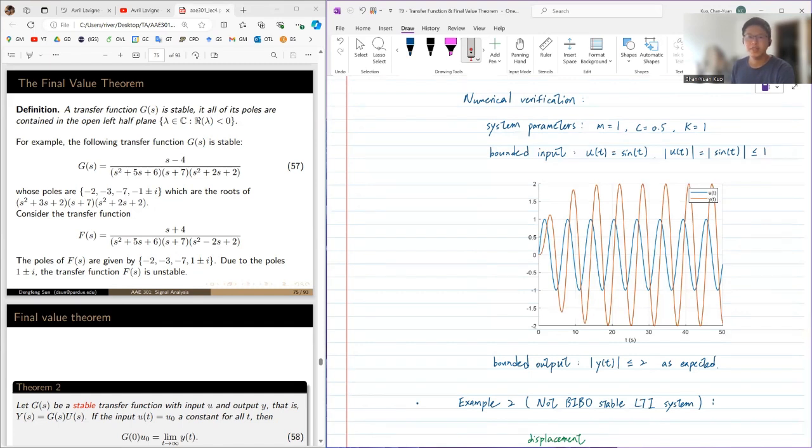Here I have a plot that shows the input and the output of the system over the time interval from 0 to 50 seconds. The input is represented by the blue line, and the output is represented by the orange line. From this graph, we can see that the output is also a sinusoid, whose magnitude is bounded above by 2 at all times. The bounded output when the system is subject to a bounded input is exactly what we have expected since the system is BIBO stable.